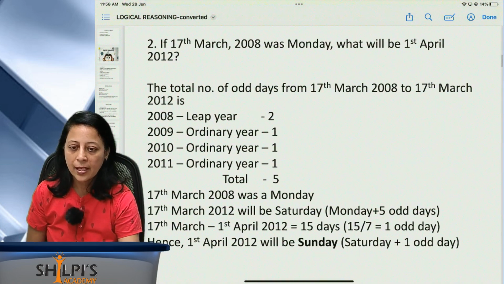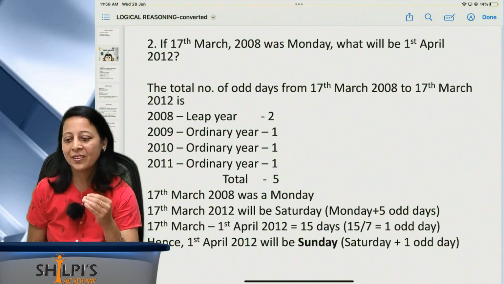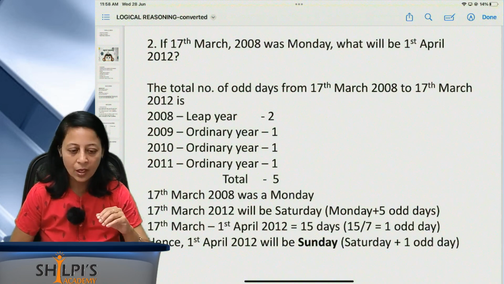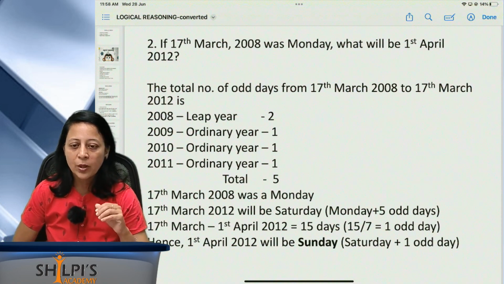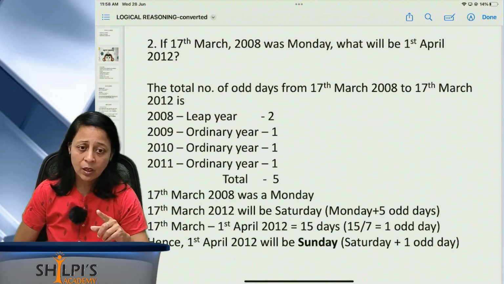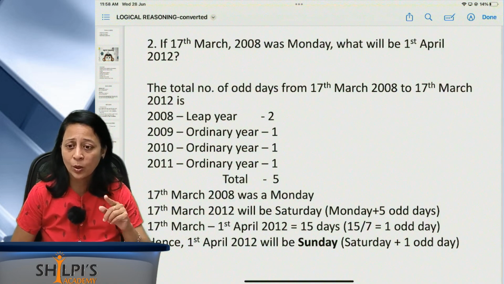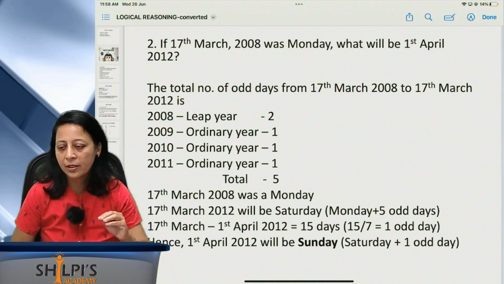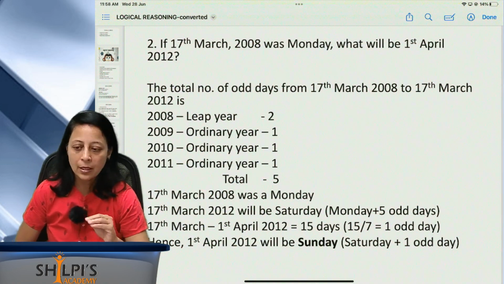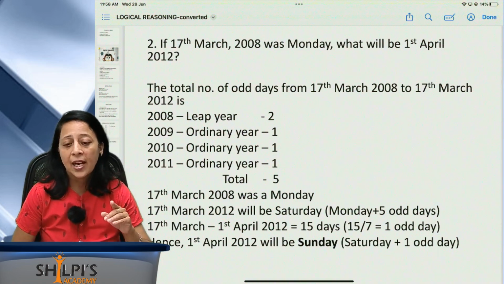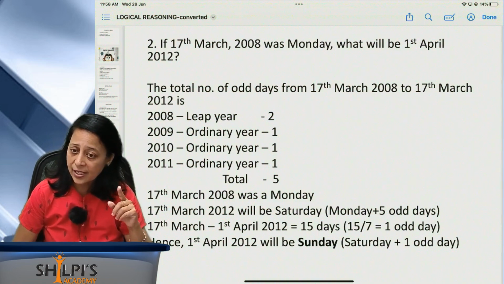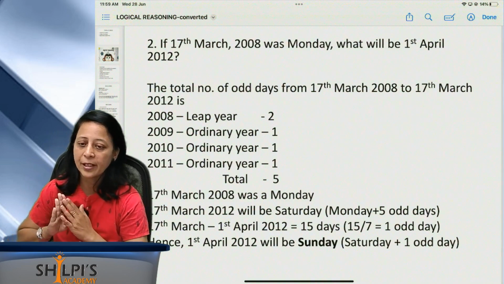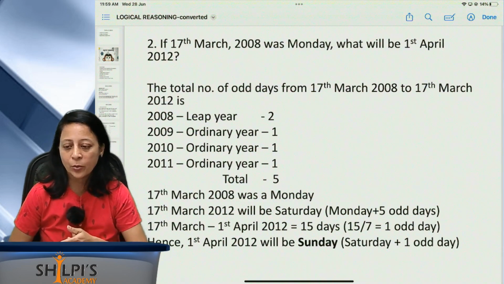Next comes a little higher version of the calendar question. If 17th March 2008 was Monday, what will be the day on 1st April 2012? Earlier we saw questions only in the same year, with a gap of a few months. Here it is 2008 and 2012, so there is almost a 4 year gap in between. How are we going to do these types of questions?